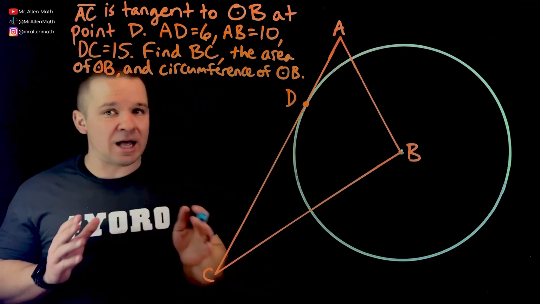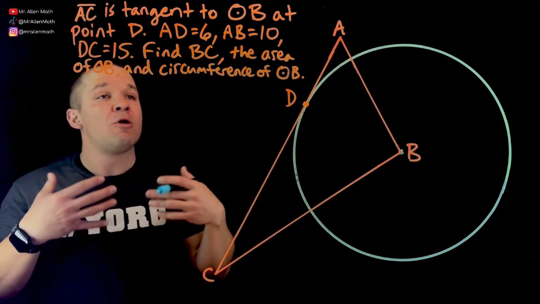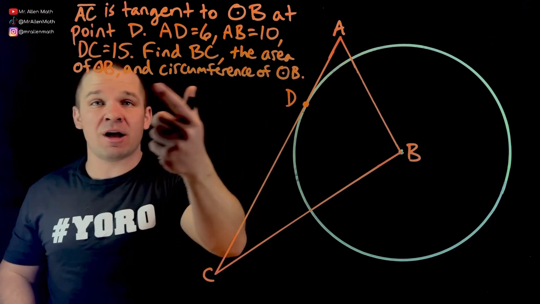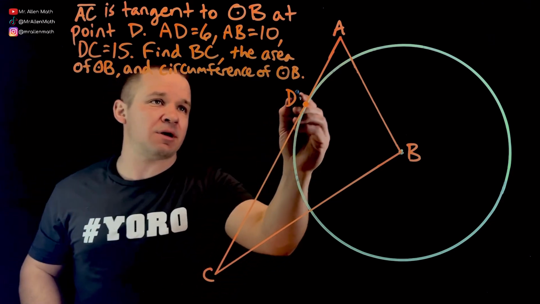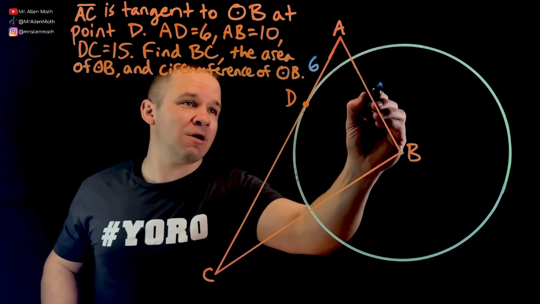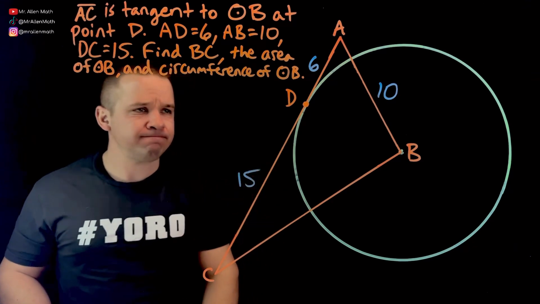Okay. So we got a lot going on here, right? We got to find some segment lengths, and it sounds like we also need to find our radius if we're going to be able to calculate the area of the circle and the circumference of the circle. So let's start by labeling this up. We got 6 right here, we've got 10 right here, and I've got 15 for this guy over here.